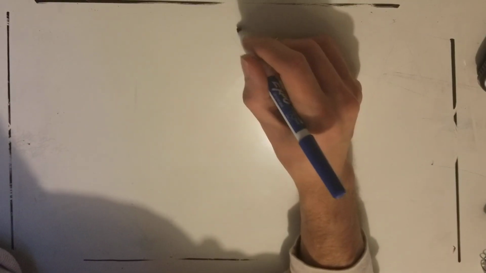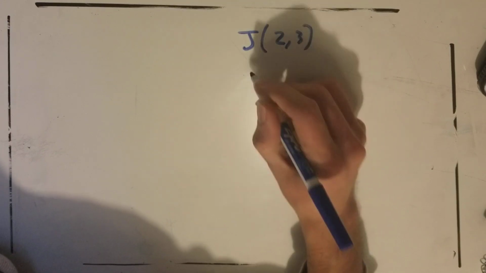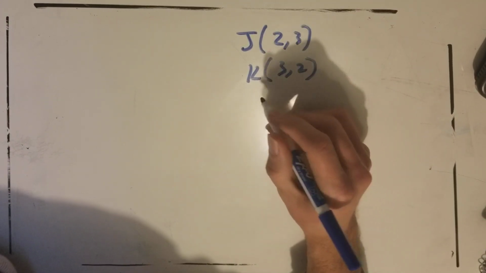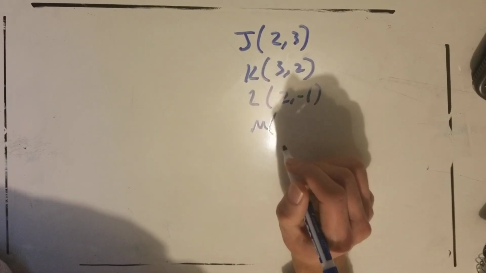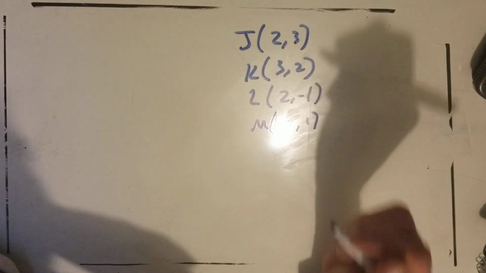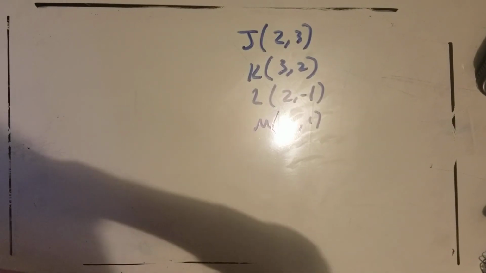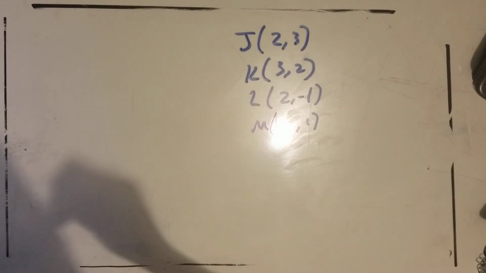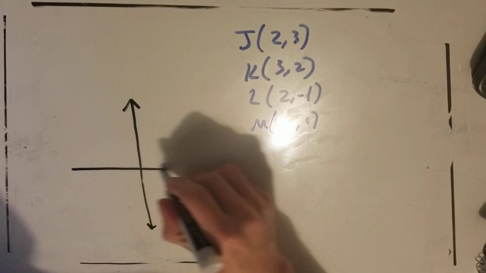The quadrilateral has coordinates. J is 2, 3. K is 3, 2. L is 2, negative 1. And M is 0, 1. And I did not grab a graphing whiteboard with me, so I'm going to have to make my own coordinate planes. We'll have to deal with this.